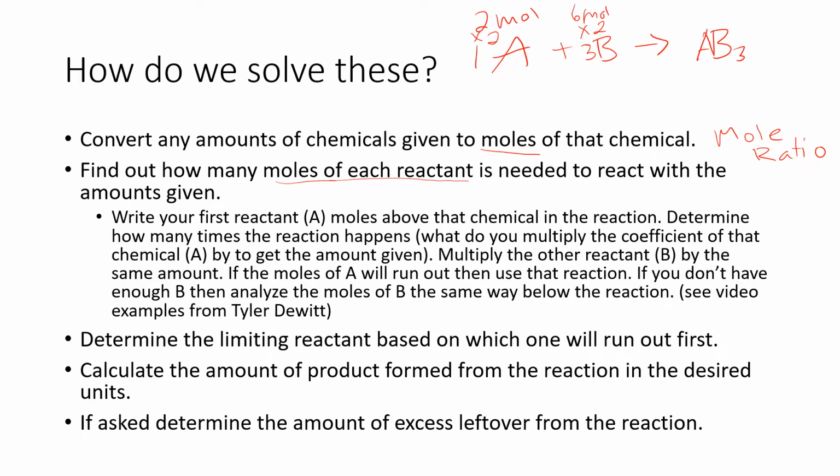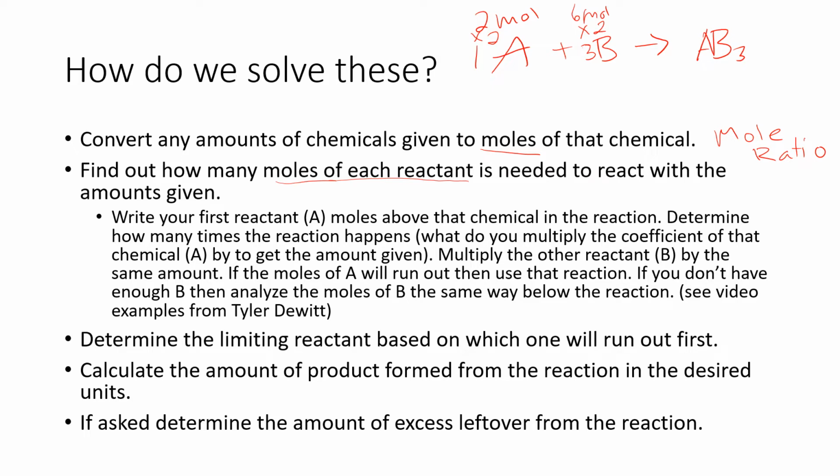Okay, we're going to look then at our given amounts and compare. I need 6 moles of chemical B. How much am I actually given? If I'm given more than that, then chemical A is going to run out. If I don't have enough of chemical B, then chemical B is going to run out first. Whichever one runs out first is the one we're going to proceed with.